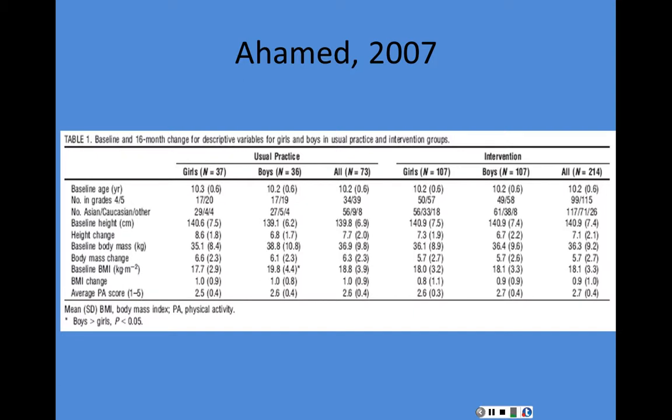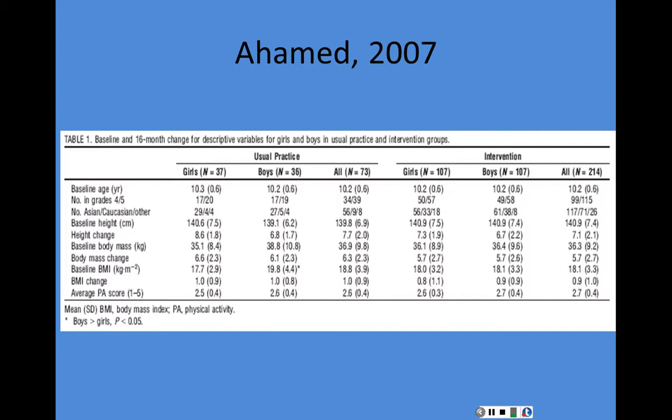This is the baseline and 12-month change for some descriptive variables for boys and girls in two groups, the usual practice group and the intervention group. If you want to look in the paper and see exactly what the intervention group was asked to do, you can do that. And usual practice is the control group in this case.